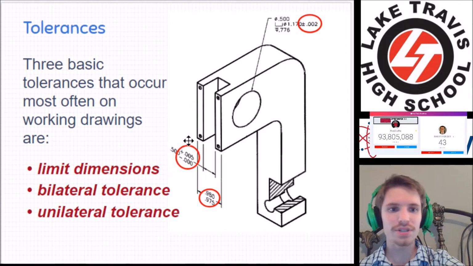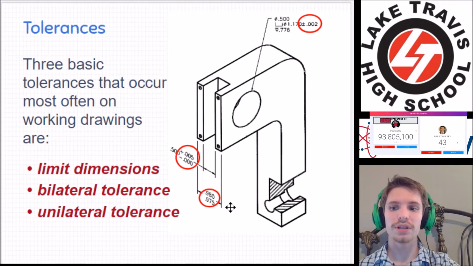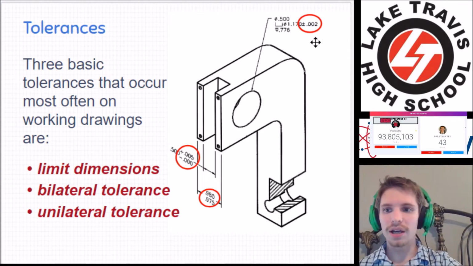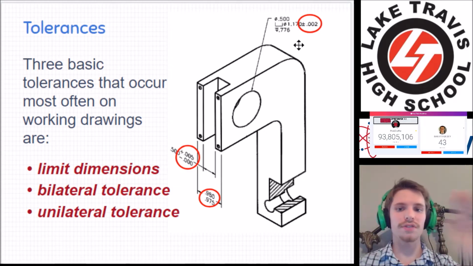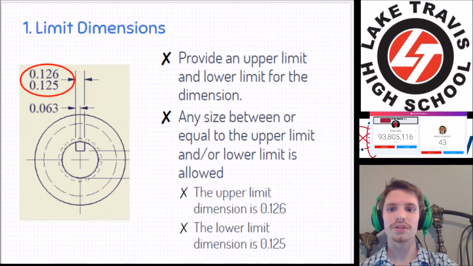This one is limit dimensions. It tells you exactly what the limits are for your dimensions. It doesn't tell you how much it can deviate or the variation, but it tells you what those upper and lower limits are exactly. This over here is a bilateral tolerance because it's the same on either side of the target, and this one is a unilateral tolerance. It says it cannot go any lower than this target. It can go above though, so that's a unilateral.